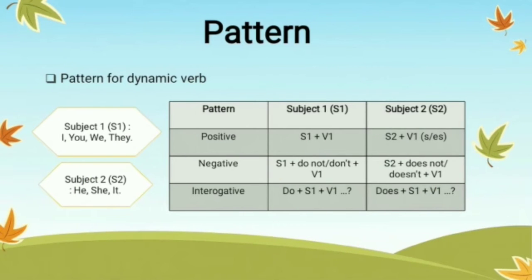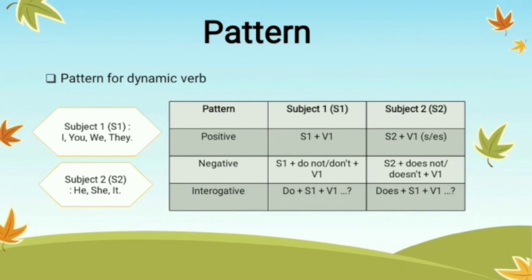Pattern for dynamic verb. To form a simple present positive tense sentence, the formula is subject plus verb 1 if the subject is I, you, we, and they. For the subject he, she, it, we can use the formula subject plus verb 1 plus s or es.